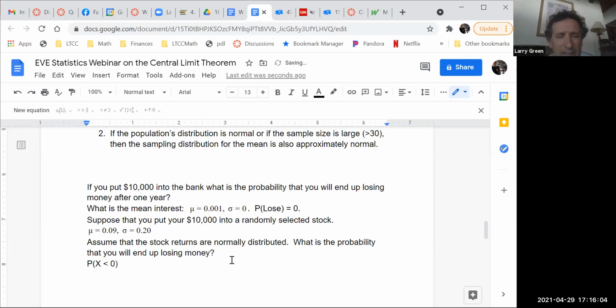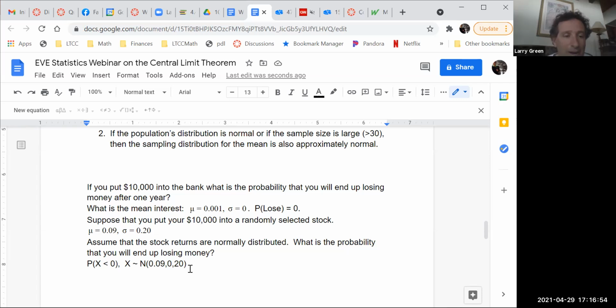X is not the amount of money that's in the bank. X is the percent that you made. And losing money means you had a negative return, so less than 0. Notice also that we have X tilde N, normally distributed, because we assumed it's normally distributed, with 0.09 for the mean and 0.20 for the standard deviation. It's very important to know how to write down the distribution. Any questions at all on this piece so far?